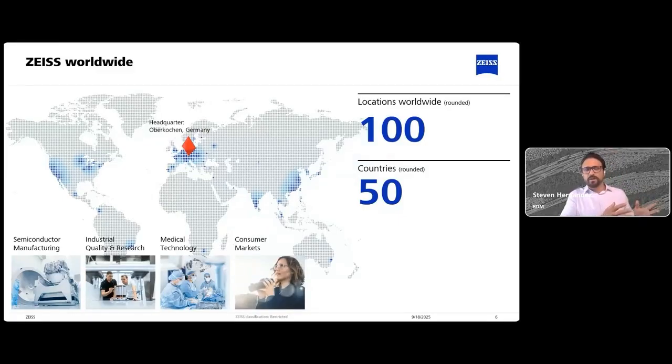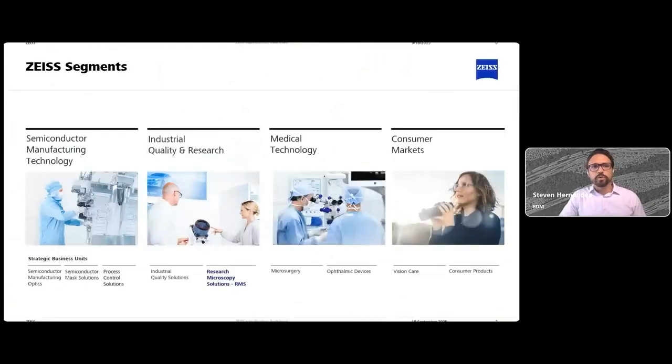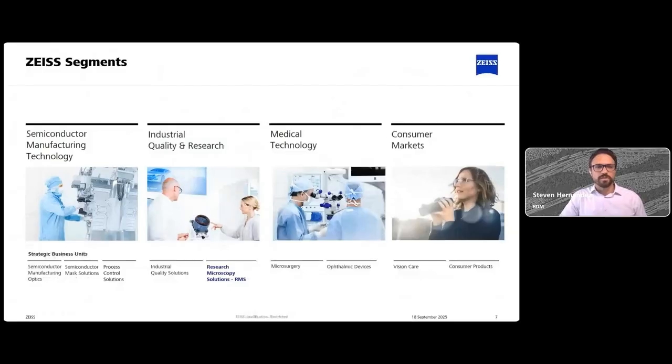So these advanced technologies go all the way from optics for these ASML EUV systems, advanced microscopy solutions, advanced microsurgery solutions, but even the consumer market. So scopes, rangefinders, camera lenses. Many of you actually might be consumers of those products, but that's how we're divided up as a company throughout the world. And not to spend too much more time on it, but just to give you a better idea about who you're speaking with today, these individual divisions are broken up further. And today, Andy, Rhea, and myself are part of research microscopy solutions, which is the subunit here of the industrial quality and research sector, or business unit.